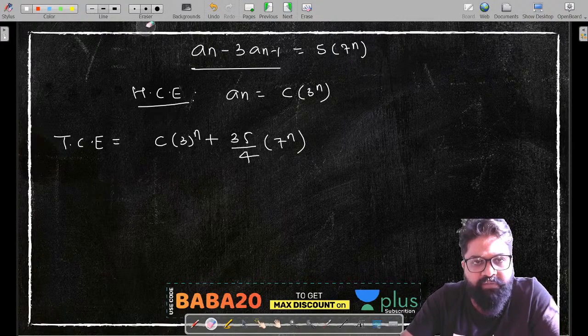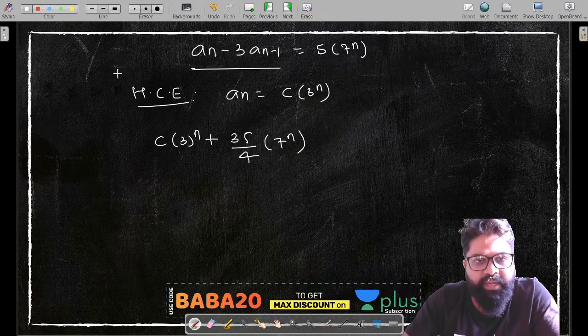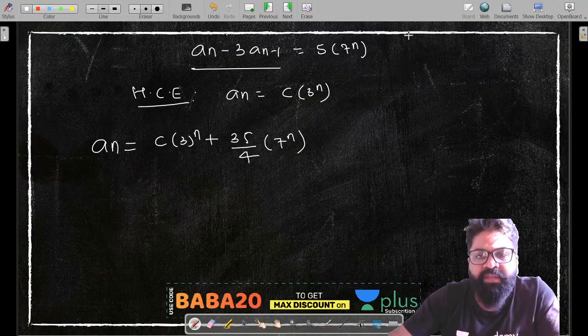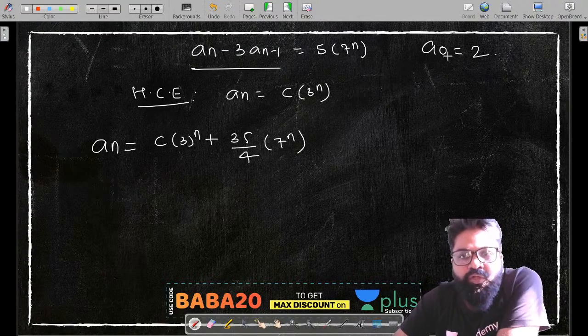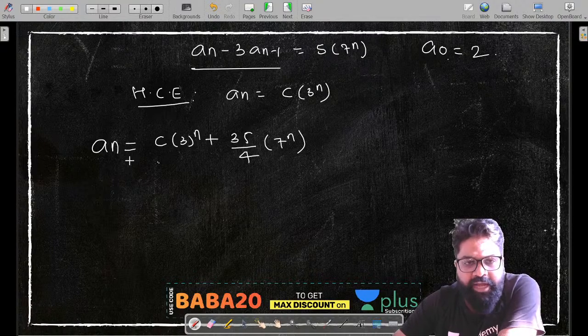Which is also equals to a raised to n. So now the value they have already given, basically a0 is equals to 2. So try to substitute over here. If you try to substitute over here, what you will be getting?